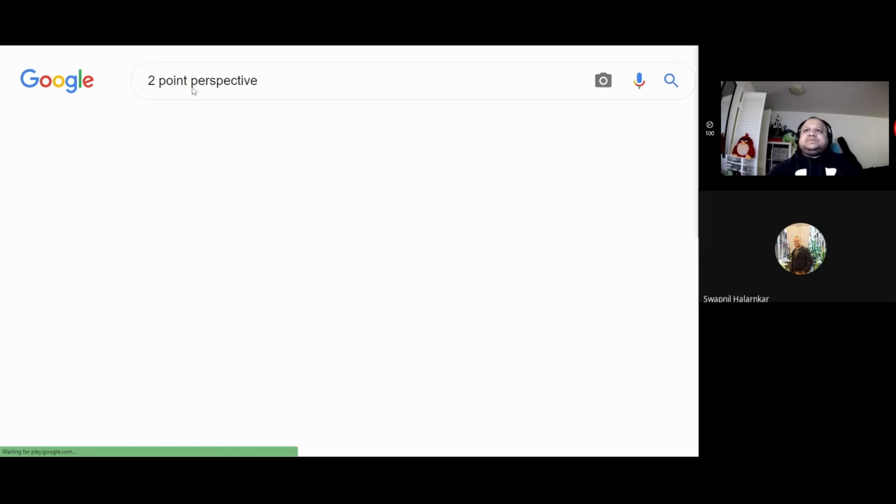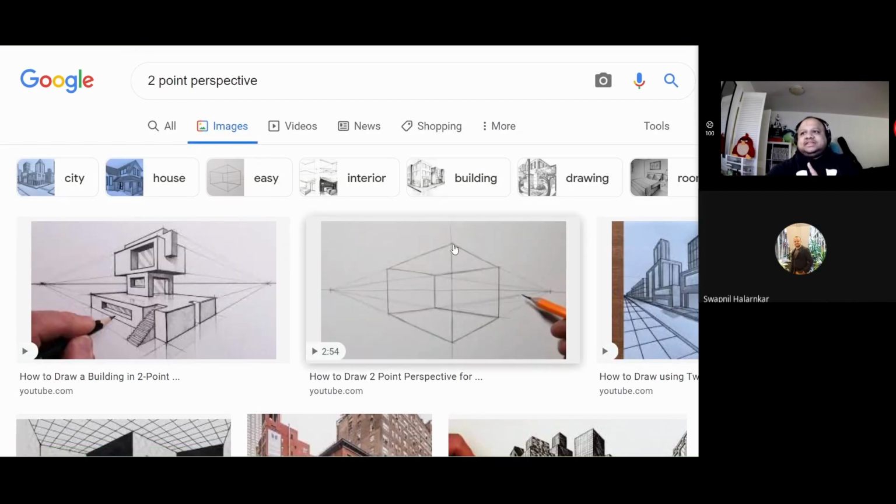If you take 2 point perspective, one edge is near to you. Like when you're seeing an object from one edge, if you're going near a building and you come across one corner of the building, then this 2 point perspective will happen.